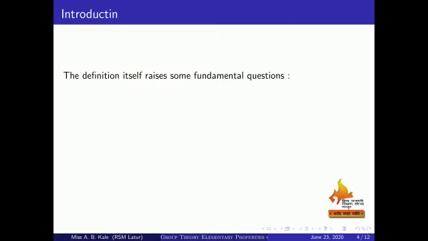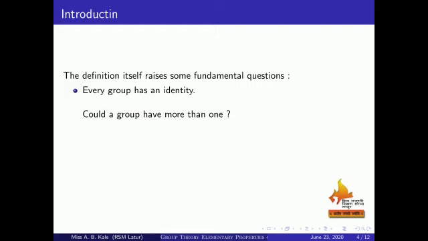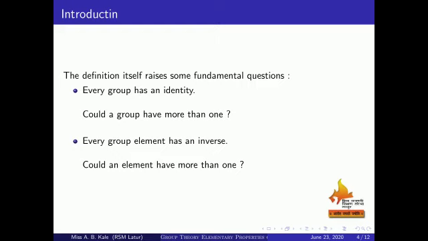Next, the introduction of elementary properties of group. The definition of group itself raises some fundamental questions. We have observed from the example of group that each element has an inverse in the group and each group has an identity. The questions are: as every group has an identity, could a group have more than one identity? We know that every group element has an inverse. Could an element have more than one inverse?